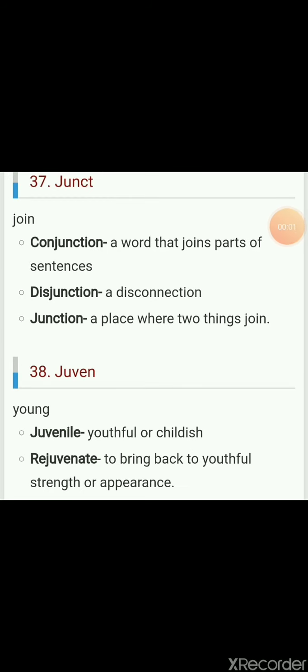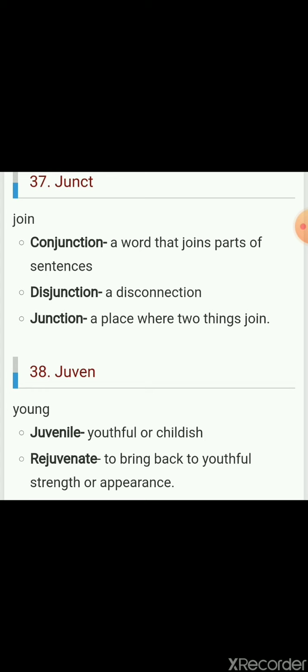Look at some more examples which you are using in daily life, in daily reading also. Junct. Conjunction, a word that joins parts of a sentence. Now you understand why we have given this name to the definition, a word that joins parts of sentences, because junct is a root which means join. So disjunction, a disconnection. Junction, a place where two things join.